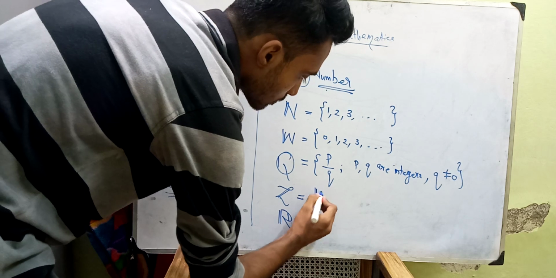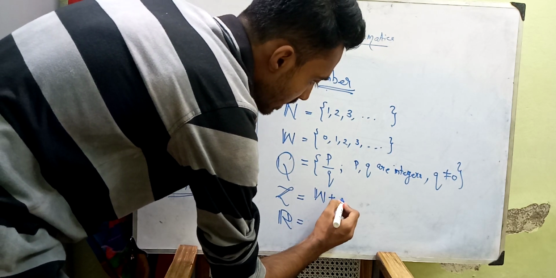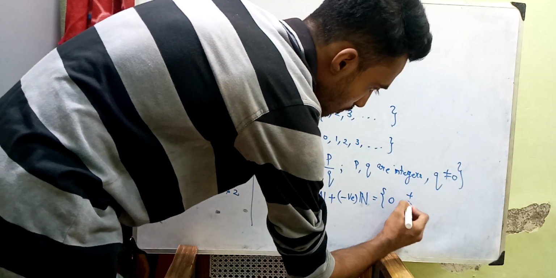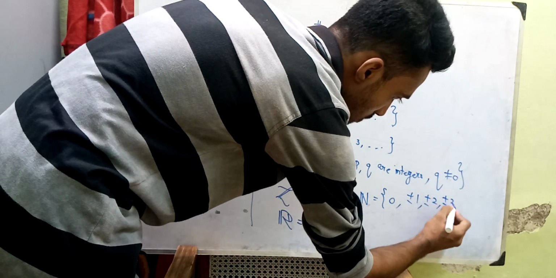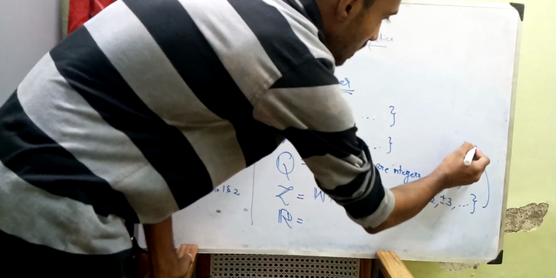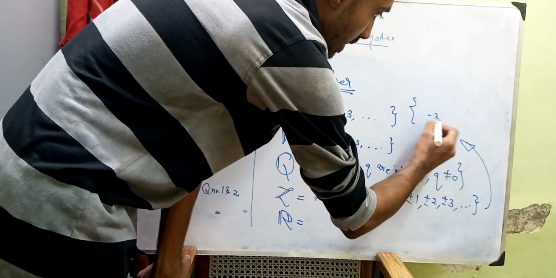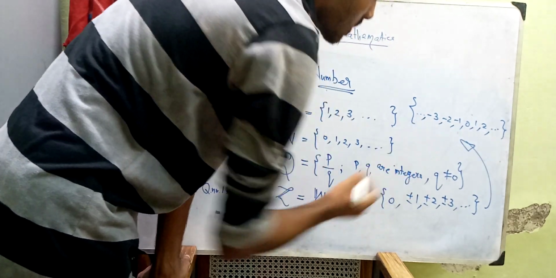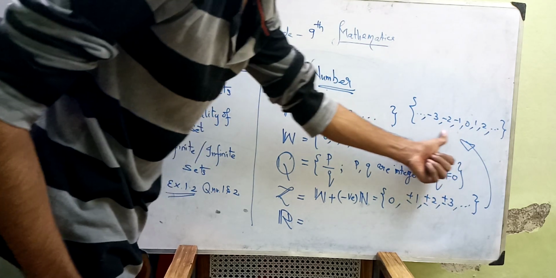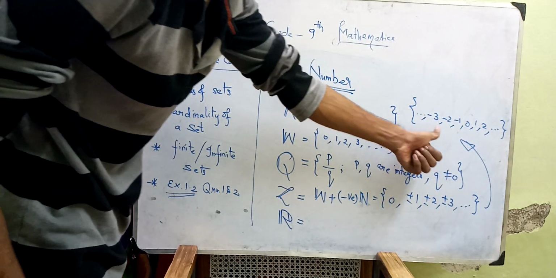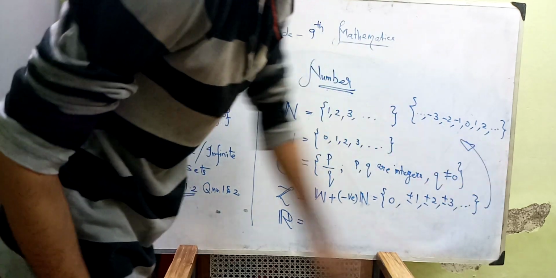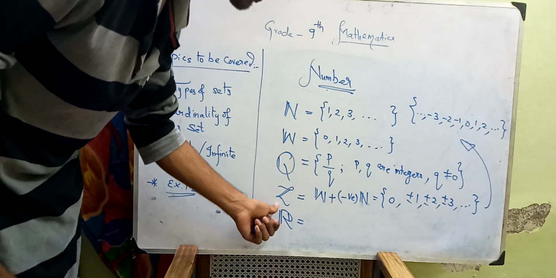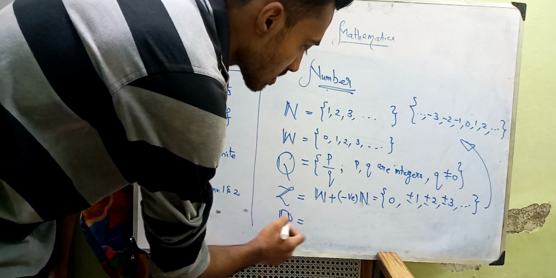Then integers are nothing but the whole numbers plus the negative natural numbers, and that can be represented as 0, plus or minus 1, plus or minus 2, plus or minus 3. In a better way we can write minus 3, minus 2, minus 1, 0, 1, 2 and so on. On the left side it moves on with negative natural numbers, and on the right side it is positive natural numbers, and in between the negative and positive natural numbers 0 occurs. So this is the set of all integers.